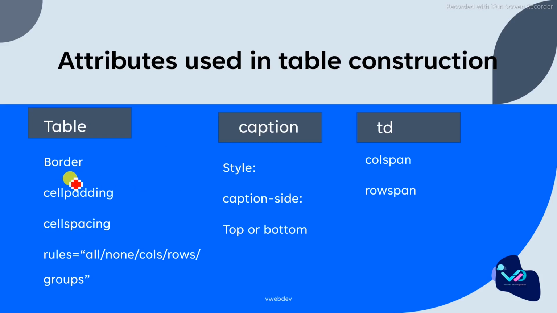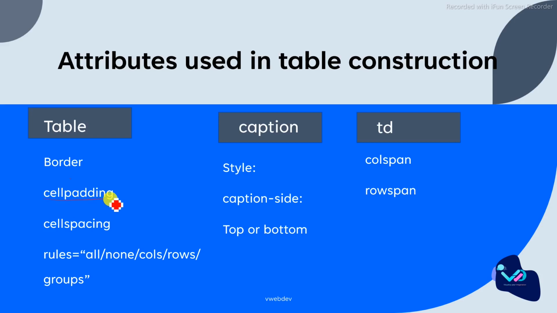By default, the border value is set to 0, that is none. That means if you open a table element and specify some rows and columns and some data in each of the TD cells, then the table is not going to have a border, but the data is aligned in an orderly manner. If you want to see the borders of the table, then we can specify this border value.